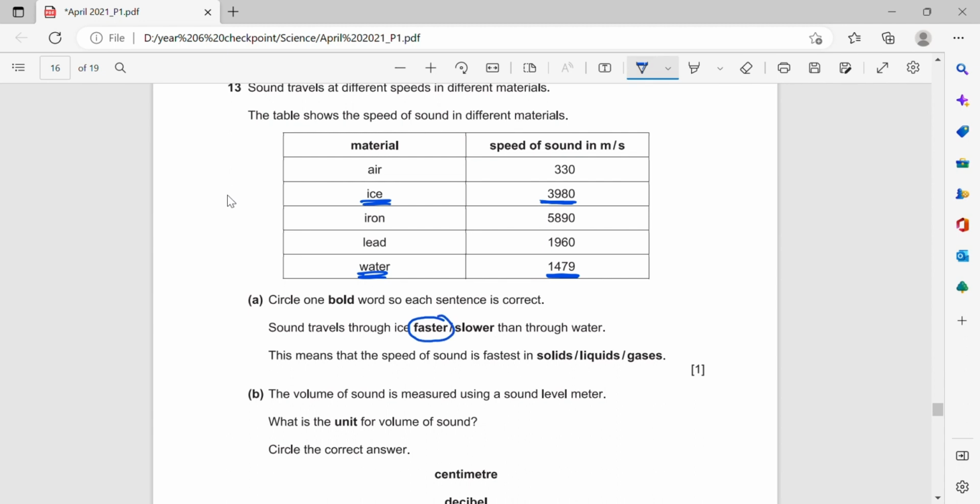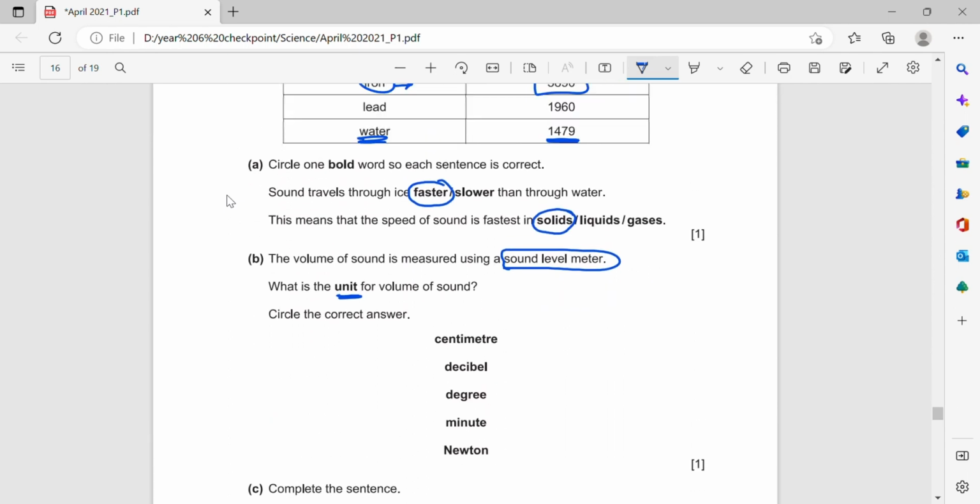This means that the speed of sound is fastest in, great, solids. If we look here, ice is a solid, iron is a solid. Look at the value for iron, 5890, and we said before that sound travels faster in solids because the particles are closely packed together. The volume of sound is measured using a sound level meter. That is the equipment used to measure the sound volume. What is the unit for the volume of sound? Great, the decibel.